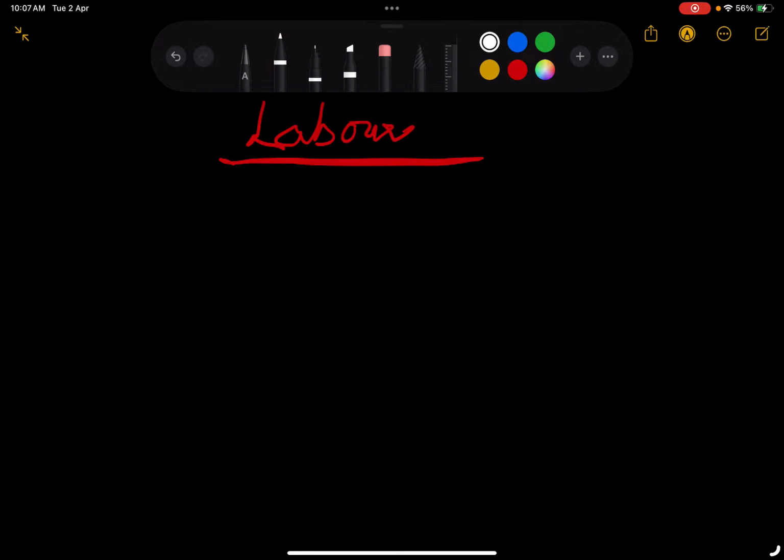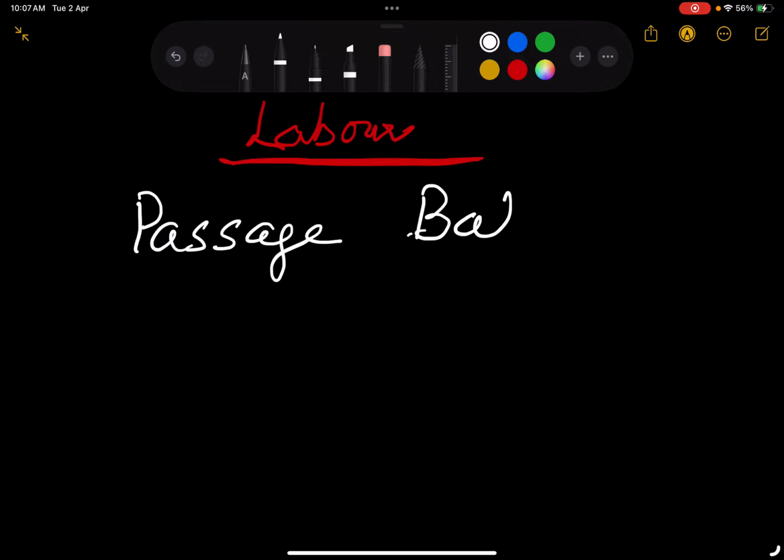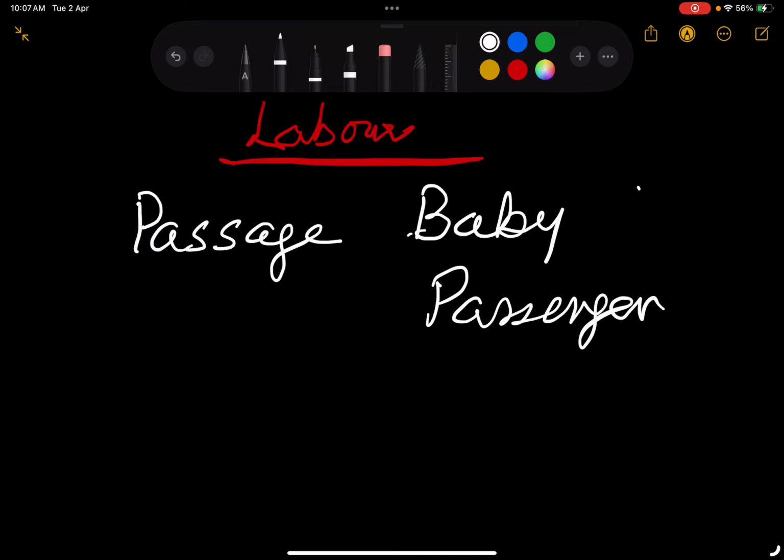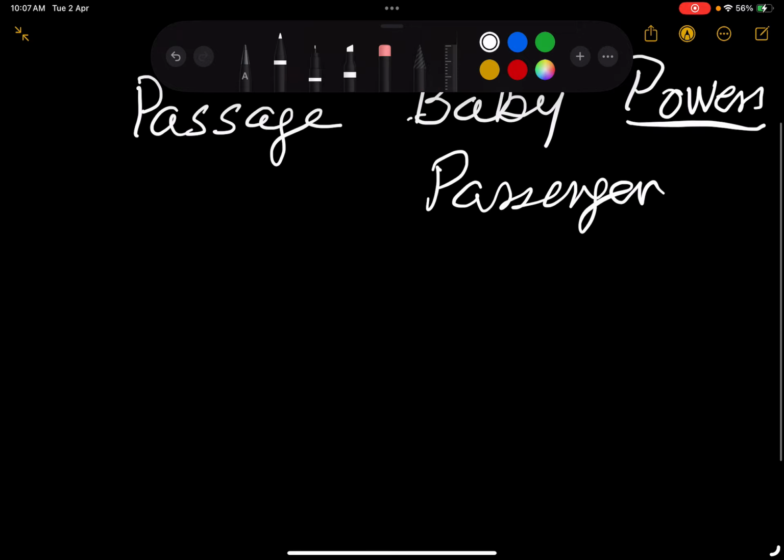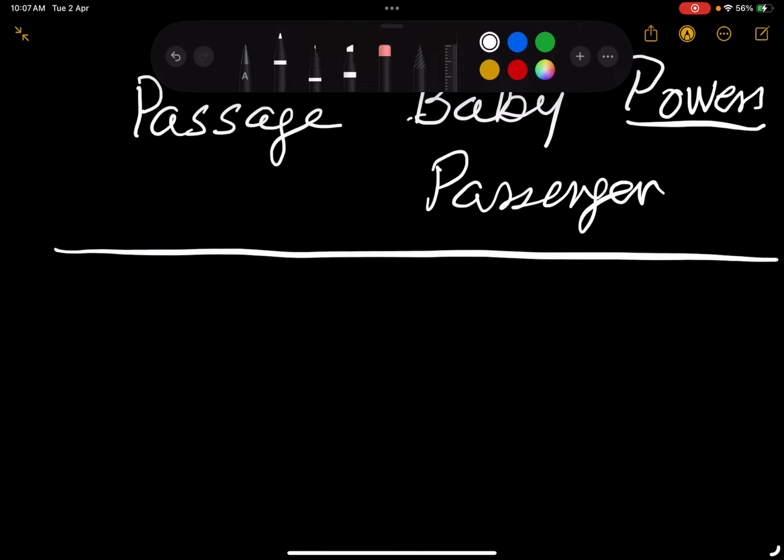So, what is labor? Labor is the passage of the baby, which is the passenger, produced by the powers which push the baby through the passage into the world. So, the passage is a bony passage and a soft tissue passage.